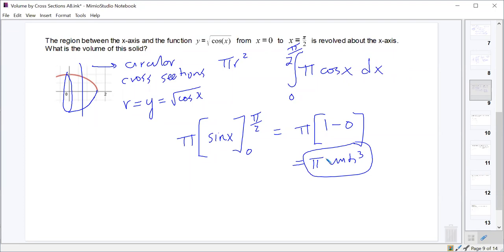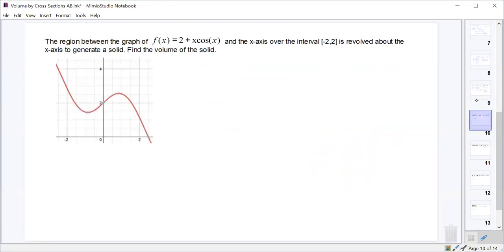That's simple. Pretty cool, huh? Take any horrible, awful looking function, revolve it around the x-axis. Should be able to find the volume using this method. Any questions on that? No? All right, let's do another one.